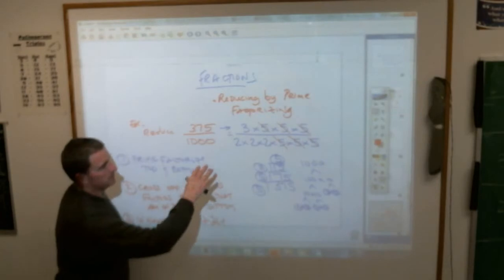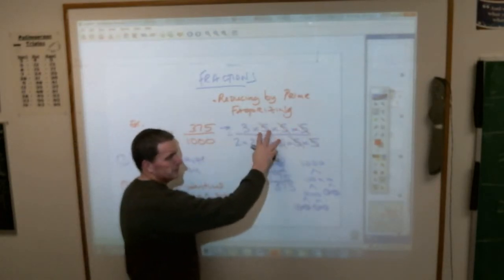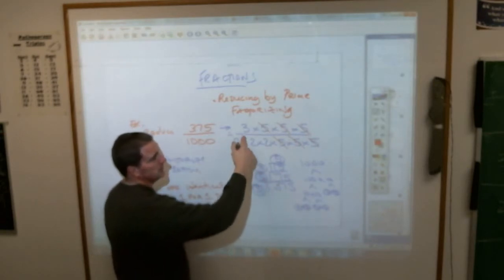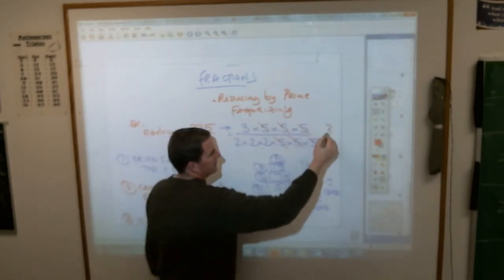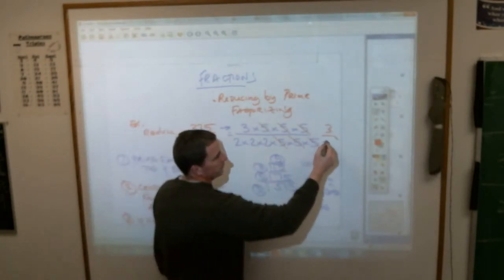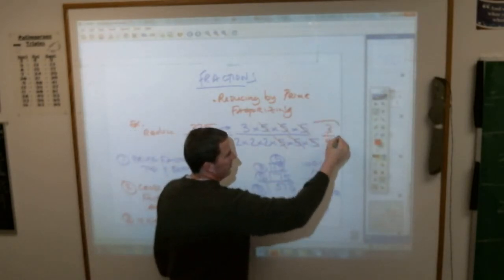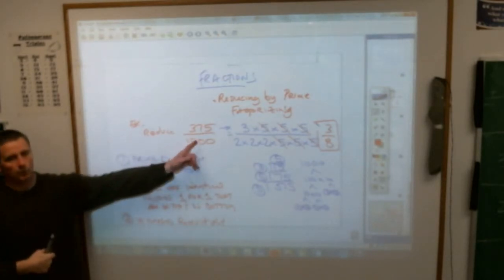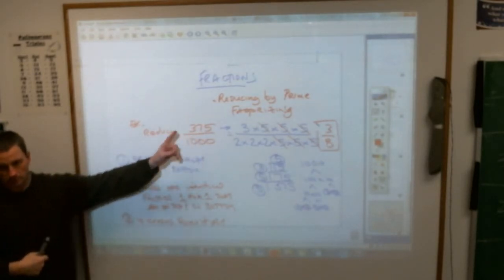Which means this. Realistically, when you cross these off, you should put 1s there, but 1s don't change anything, so we don't need to. 3 is left on top, remultiplying 2 times 2 times 2. 2 times 2 is 4 times 2 is 8. This is my reduced fraction for this.